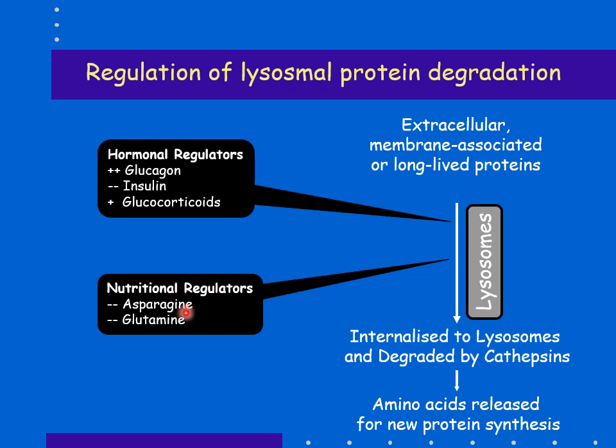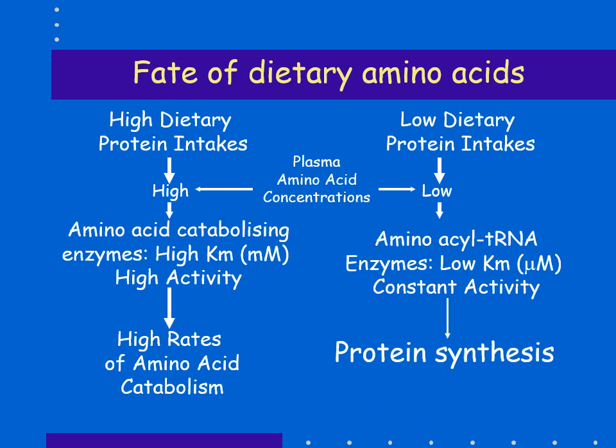There are also some nutritional regulators. So the two amino acids, asparagine and glutamine, when these are in high concentrations, they'll have a strong negative effect on the lysosomal pathway. And in some ways, this is a good indicator of the fact that you are well fed, particularly with a good source of protein, making these two amino acids high in concentration, slowing down protein degradation. So you can start to see how nutrition, and more specifically the intake of proteins, can influence protein turnover.